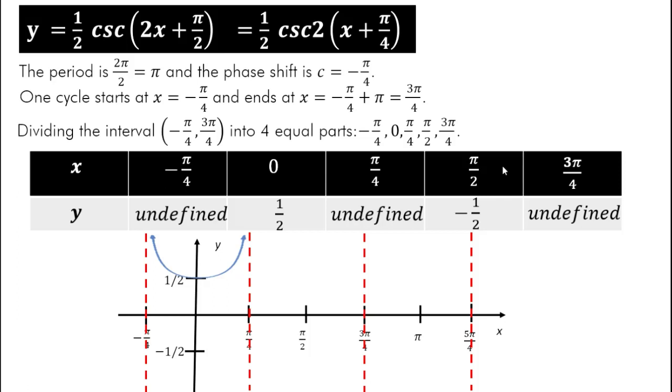And then for pi over 2, comma negative 1/2, we'll have this. If we extend it, this graph is enough for the period. But if we extend this, we will have this one. Pi, comma 1/2 here. And then another one will have pi over 4 as another vertical asymptote. So if we extend, you'll have this graph.